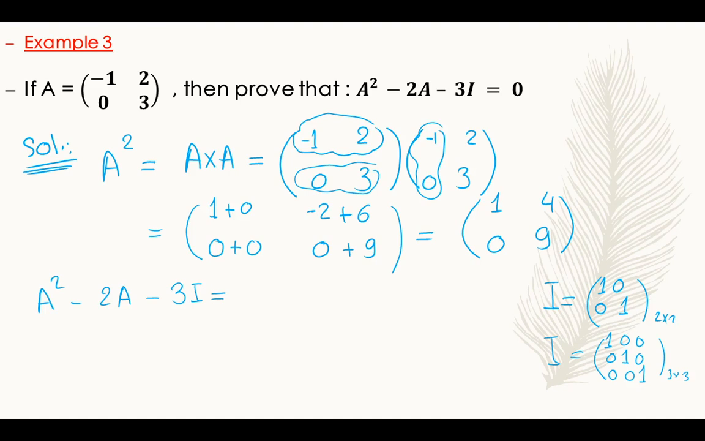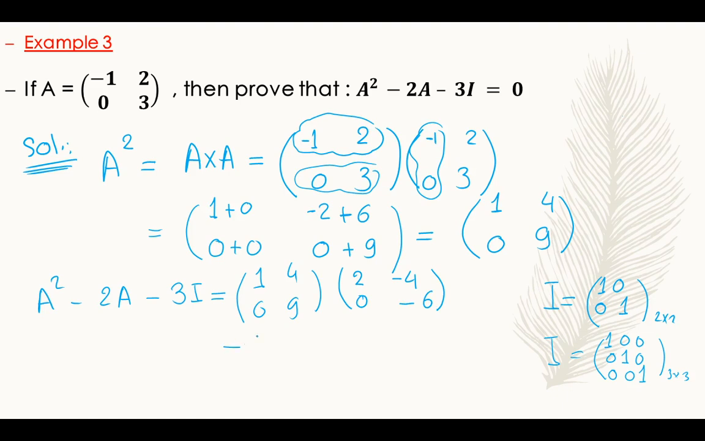Now we have A power of 2 equals 1, 0, 4 and 9, minus 2A. That is to say that we are going to multiply all the elements of the matrix A by negative 2. Negative 2 times negative 1 equals 2. Negative 2 times 2 equals negative 4. Negative 2 times 0 equals 0. Negative 2 multiplied by 3 equals negative 6.